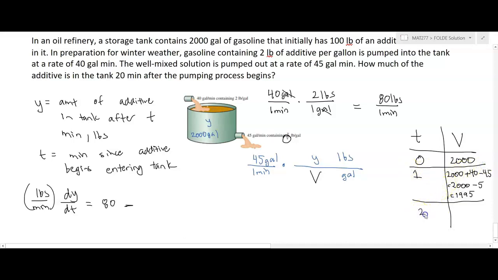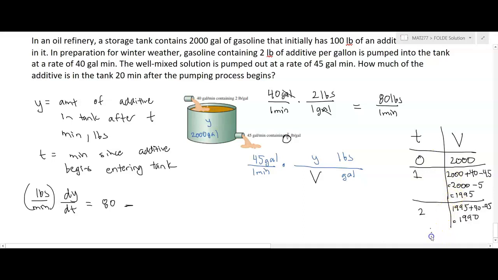Okay, so at time 2, you can imagine what's going to happen is now we start off with 1,995. We add 40, but we subtract 45. So plus 40 minus 45 is going to give me 1,990. So we can see here that this is a linear function, that the volume is decreasing linearly.